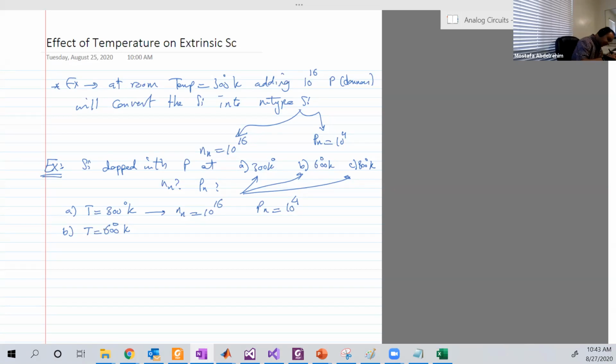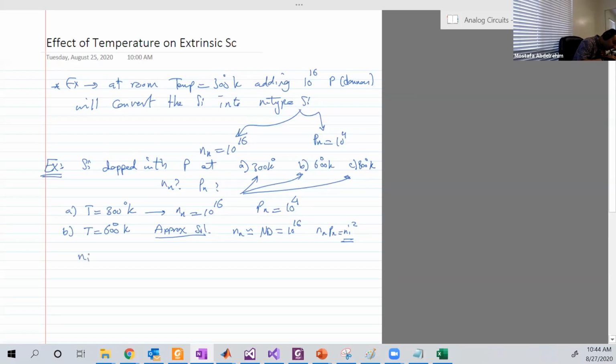So with the approximate solution, we said that Nn is approximately equal to Nd, in that case 10 to the power 16. And we know that Nn Pn equal to Ni squared, but now since Ni is dependent on the temperature, we can't put here Ni equal to 10 to the power 10. We should recalculate Ni.